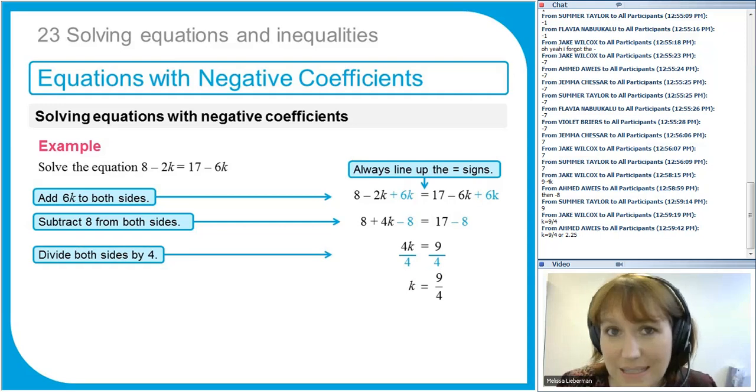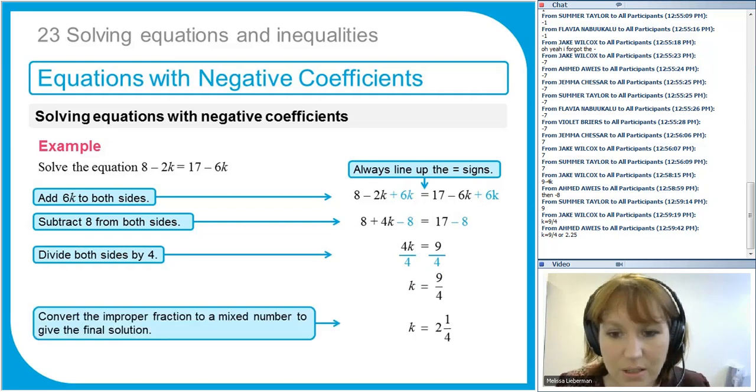You could write it as a decimal if you wanted to. Ahmed, you've done that, 2.25, perfect. Or you could write it as a mixed number, 2 1/4. So if we did 9 divided by 4, that is 2 and 1 left over, so we could write it as 2 1/4 like that, or 2.25.